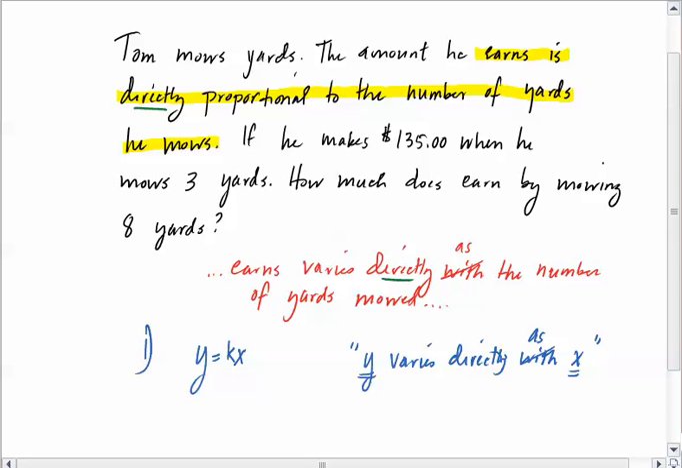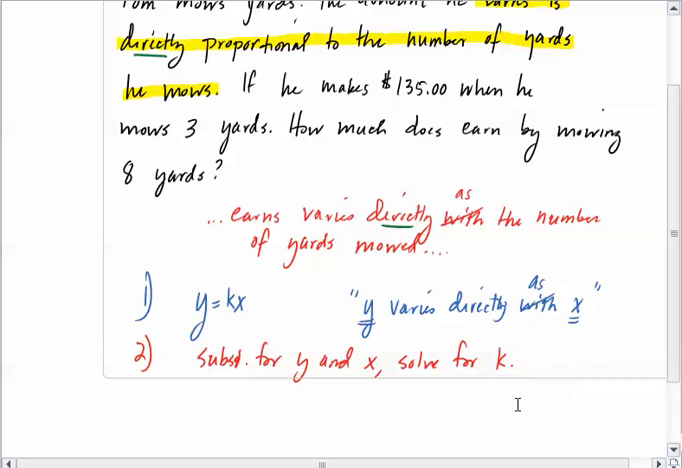The second step is we substitute for the y and the x, and we solve for k. We're going to do that now. If he makes 135, these are his earnings, so I'm going to change this to what he earns. There's the k, and then the number of yards he mows. So if we wanted to use our own variables, the amount of earnings equals k times the number of yards mowed.